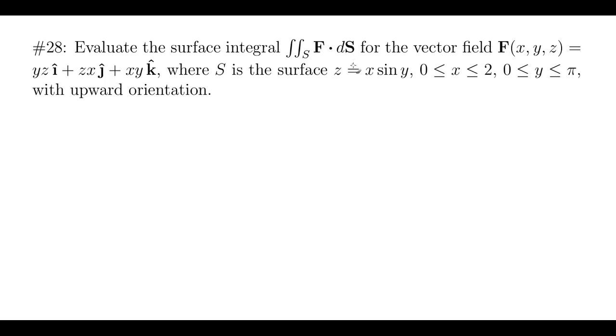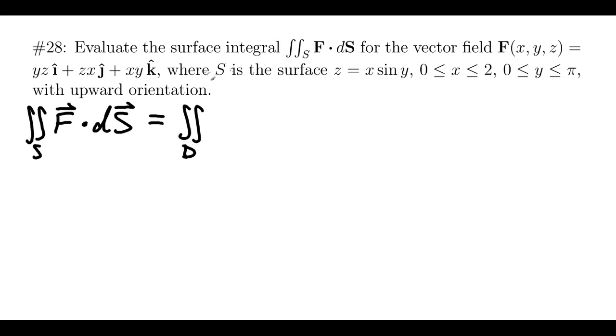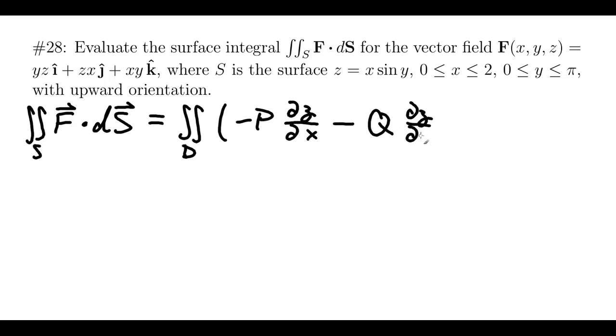Then I'll show you how to set up the problem basically with an expression for dS. The formula from the textbook for the surface integral of F dot dS, formula 10, I believe, says that's just the double integral over the domain D. This only works when Z is a function of X and Y, so this is good. So we have the double integral over the domain D, the domain of X and Y, of negative P times the partial of Z by X, minus Q times the partial of Z by Y, plus R, dA, where P, Q, and R have their usual meanings as the components of the field F.